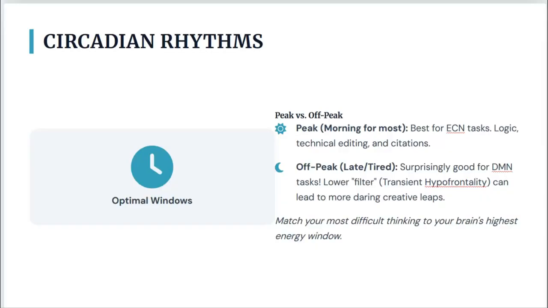Circadian rhythms, peak versus off-peak. Morning, for most, is best for ECN tasks: logic, technical editing, citations, when you're charged up with glucose. The optimal window for off-peak, when it's late and you're tired, is really good for lower filter, transient hypofrontality. So, in other words, daring creative leaps. You relax and you go ahead and make things that your editor brain will say, no, that's illogical. That's ugly.